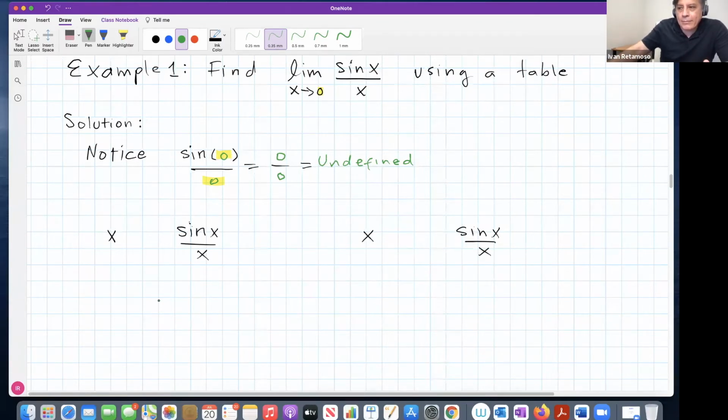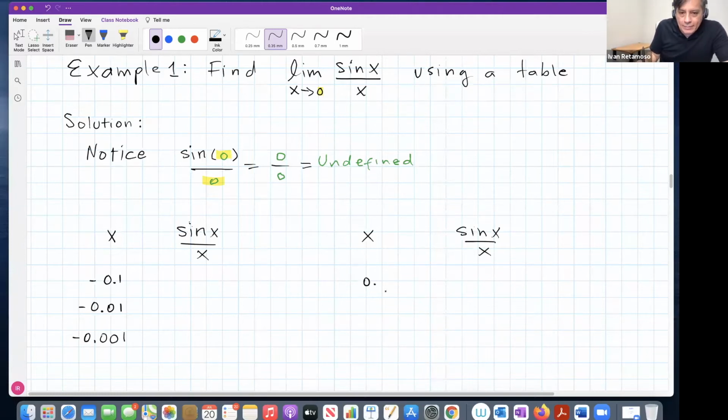Okay, so this gave mathematicians the idea of this method, constructing a table and trying to see where the output values are going. So create a table and choose values that are very close to 0 from the left. What values are close to 0 from the left, Professor? Well, for example, this guy, right? Start with, let's say, negative 0.1. It's very close to 0. Something even closer to 0, negative 0.01. Something even closer, negative 0.001. Right?